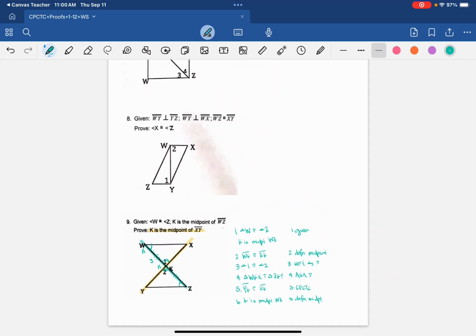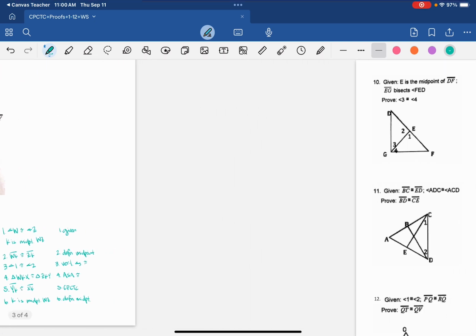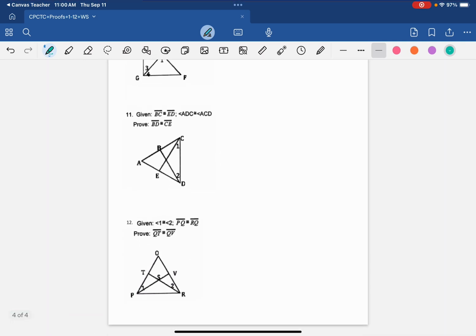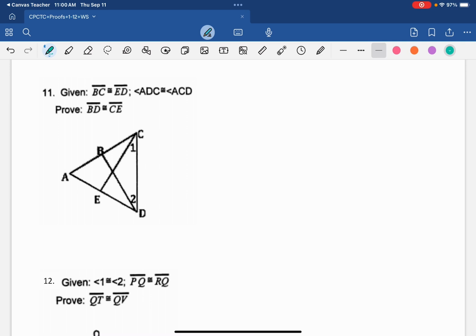We've got to prove our triangles congruent first before we can move on and use CPCTC. Our triangles have to be congruent in order to make that work. Now, let's look at one of these down here at the end. Let's look at number 11 because I do have a little bit of overlap here.